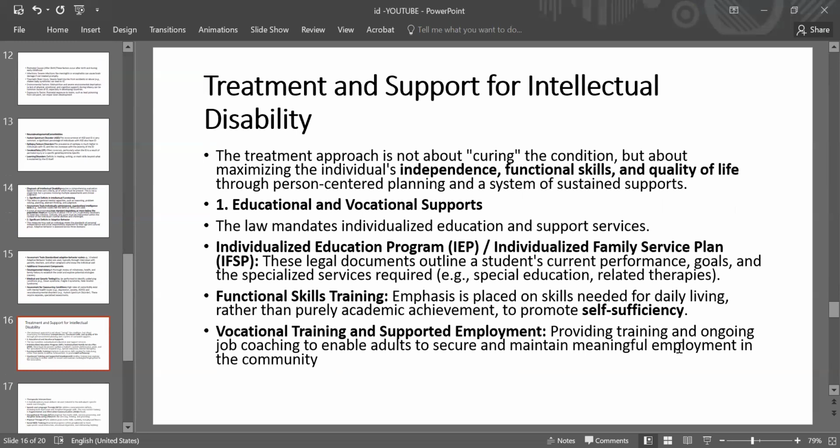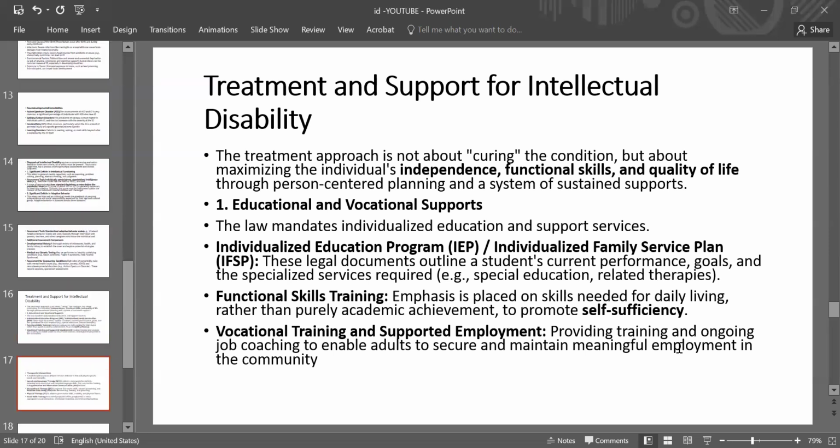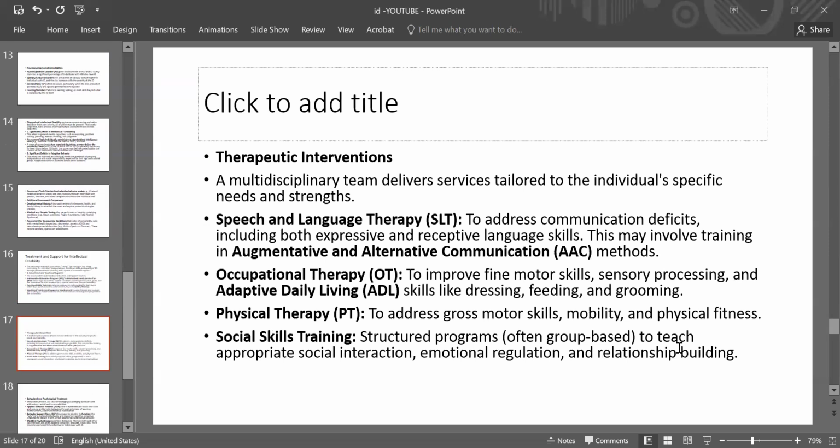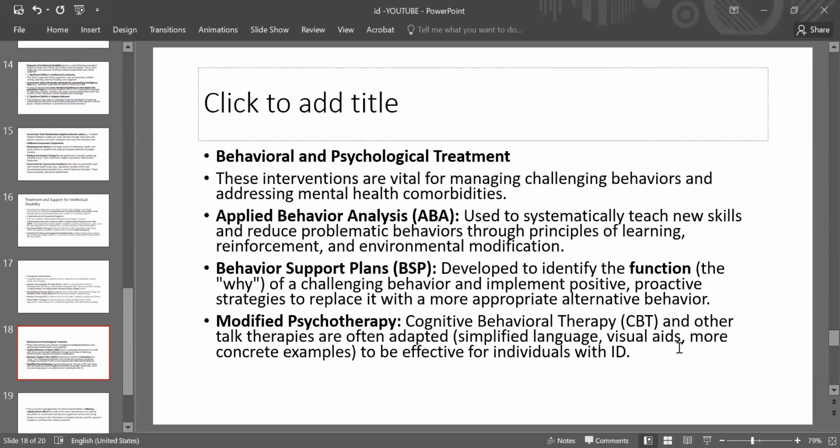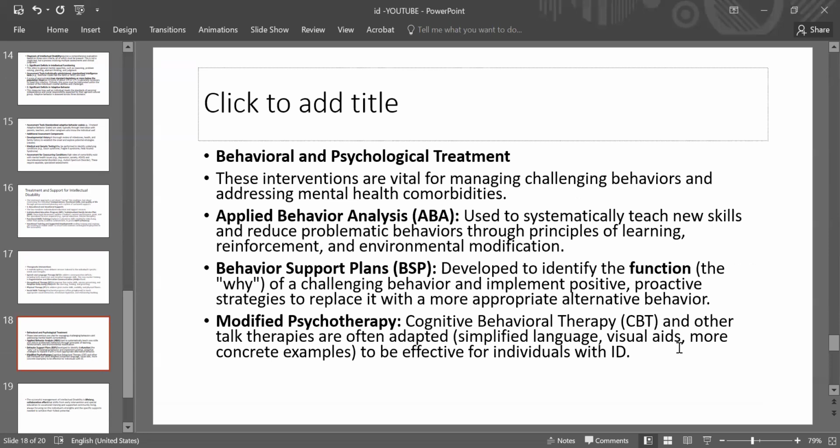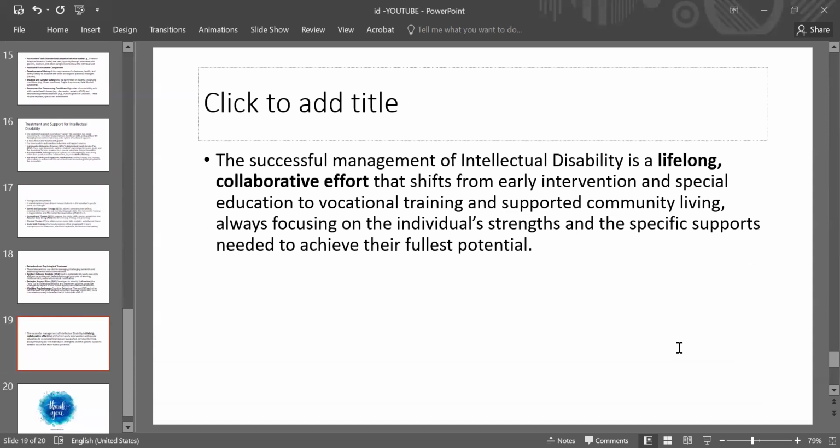It includes educational and occupational supports, individualized education programs, functional skills training, and vocational training, while therapeutic interventions can be developed using a combined approach, which includes speech and language therapy, occupational therapy, physical therapy, and social skills training. Behavioral psychological treatment includes ABA, applied behavioral analysis, behavioral support plans, and modified cognitive behavioral therapy. The successful management of intellectual disability is a lifelong and collaborative effort, shifting from early intervention and special education to vocational training and supportive community living. So it's a comprehensive approach that we are going through.